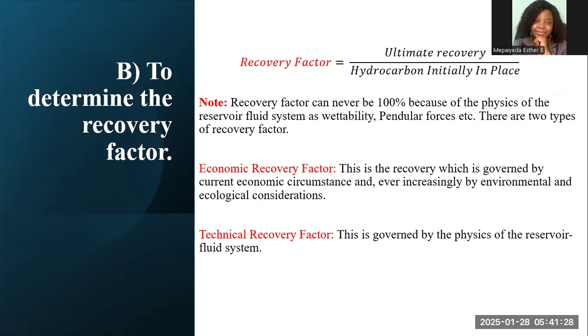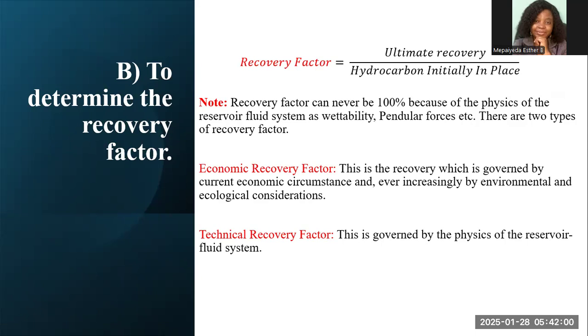So you must consider the international oil price in the oil market, and your company at that time. So generally, the economic recovery factor is very important. Okay. And then secondly, the technical recovery factor governed by the physics of the reservoir system, reservoir fluid system. So you have to have a full understanding of your reservoir system.